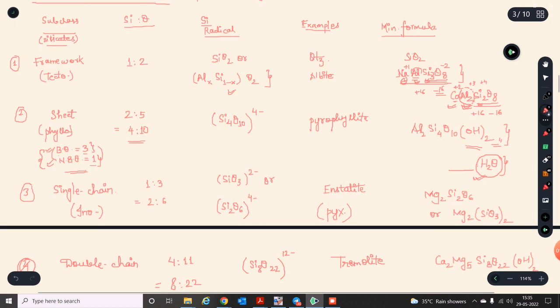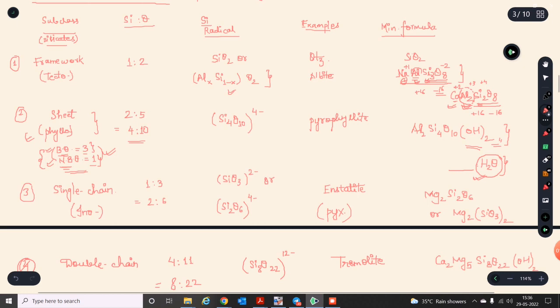The ratio of bridging oxygen to non-bridging oxygen for phyllosilicates will be 3:1, or vice versa, the ratio of non-bridging oxygen to bridging oxygen will be 1:3. Okay, so many times questions come from this. You can create separate notes for this, like bridging oxygen and non-bridging oxygen, for each of these subclasses.